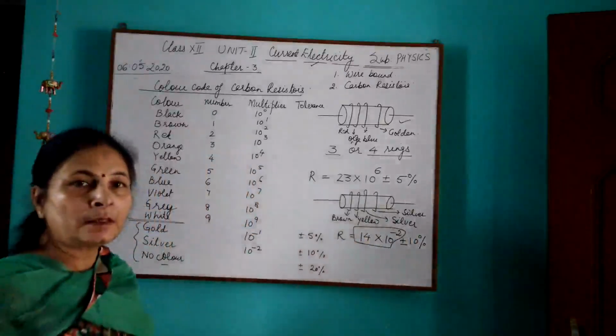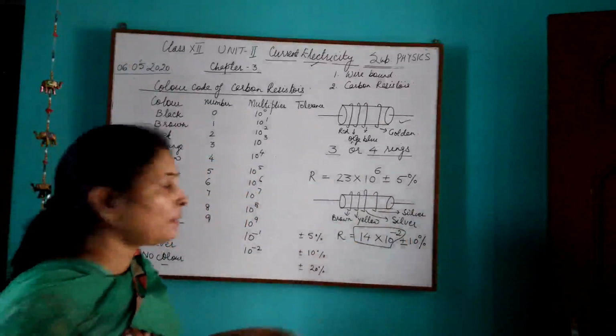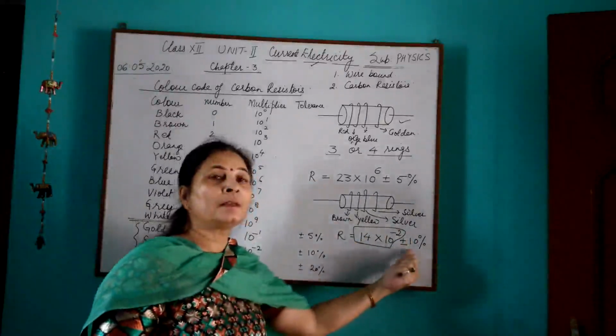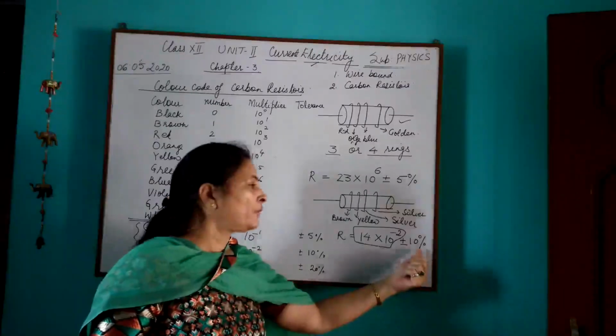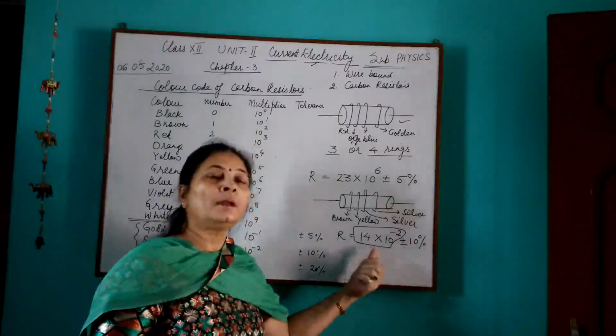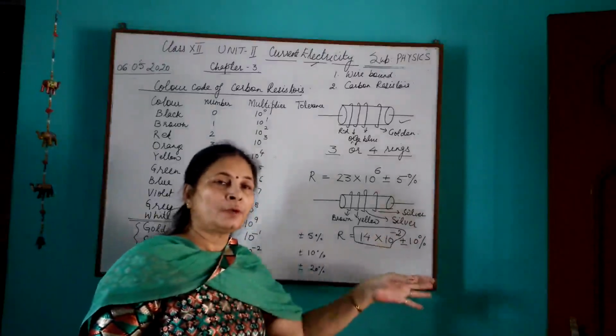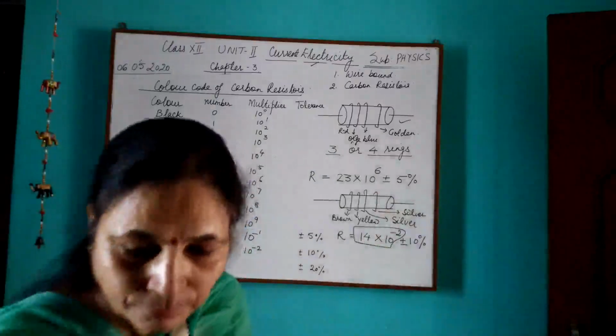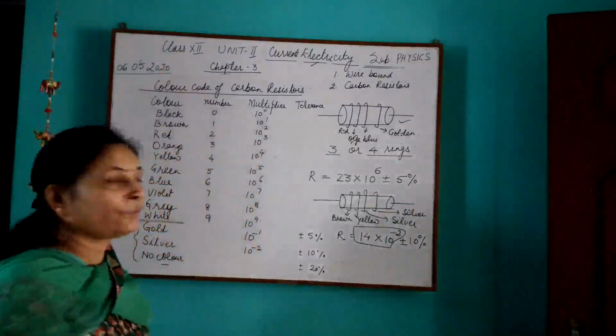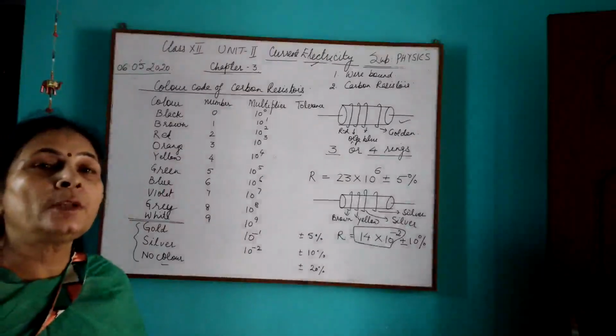But in a circuit, the value can be in the range of plus minus 10%. So you can find out the 10% if required, and once you add and once you subtract, it will give you the range. Now come to a case when only 3 rings are there.